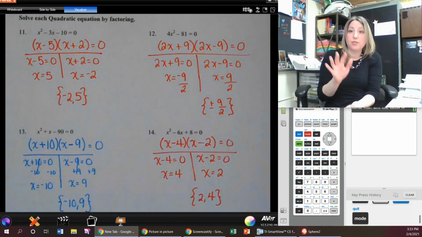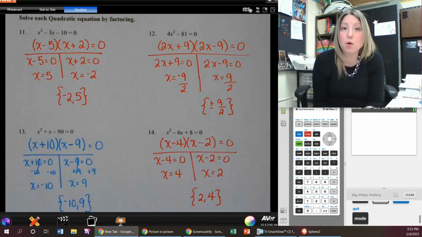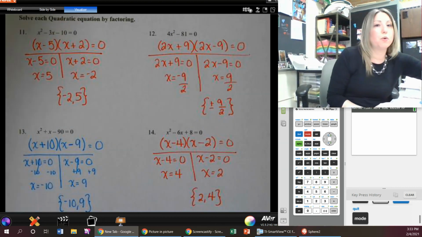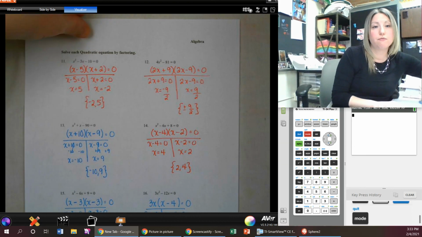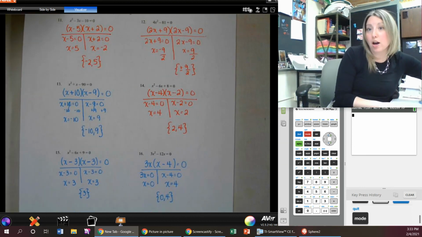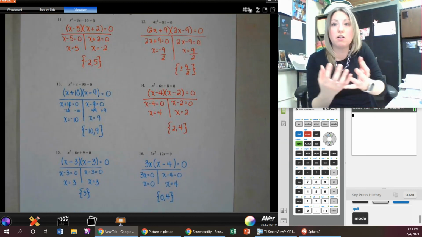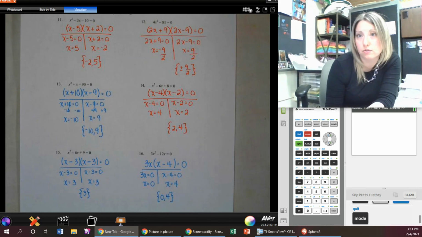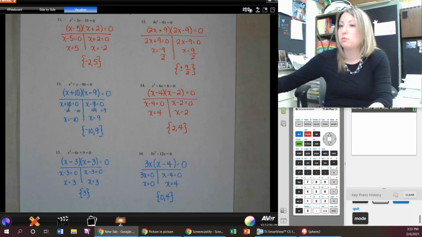Okay, this is what we're looking for. This is us solving quadratic equations by factoring. So we put all our pieces together, standard form, using the zero product law, and then getting our answers for x.